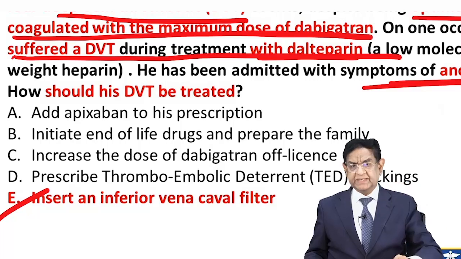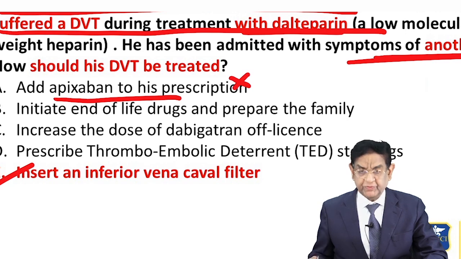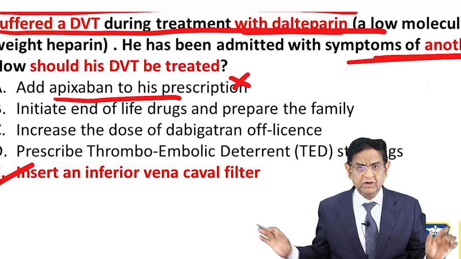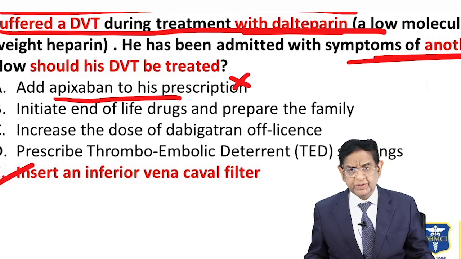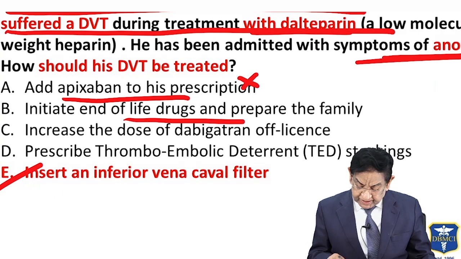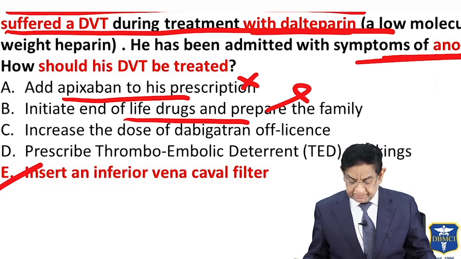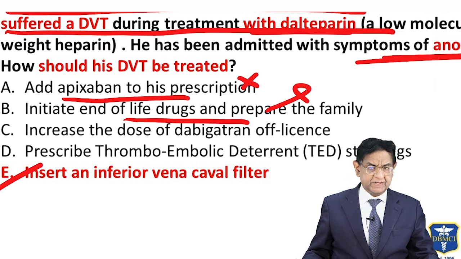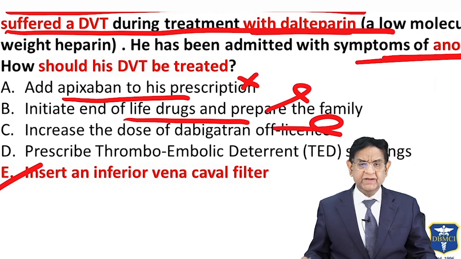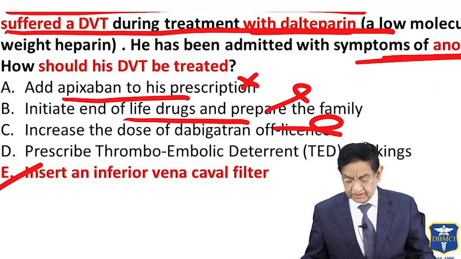Let's rule out the other options. Add apixaban to his prescription? No way. Already he is taking a full dose of dabigatran. No need to add any other drug. Initiate end of life drug? No, he's not dying. This is done in a terminally ill patient; he is perfectly all right. Increase the dose of dabigatran? He already has been given the maximum dose, so no use.